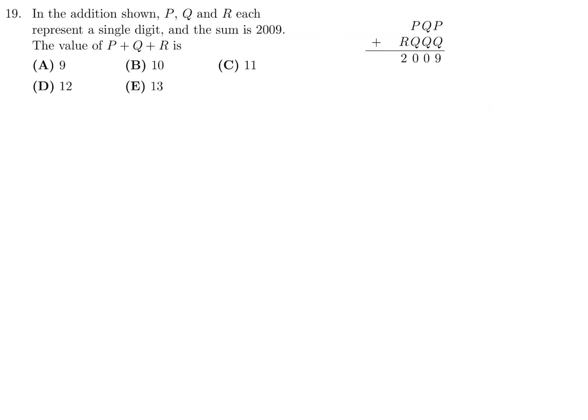In the addition shown, P, Q, and R each represent a single digit, and the sum is 2009. The value of P plus Q plus R is... All right, we have to do a little bit of fiddling around here, but hopefully not too much.